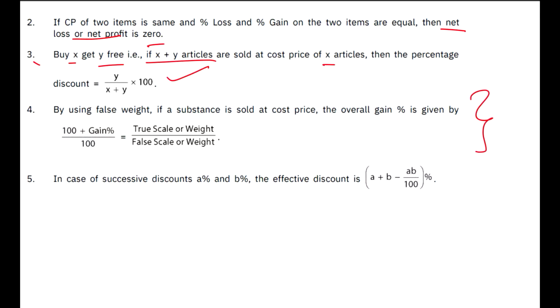Using the false weight, if a substance is sold at the cost price only, then the overall gain will actually be the true scale divided by the false scale. That means I'll give you a quick question. Actually उसके help से बहुत प्यार से हो जाएगा.